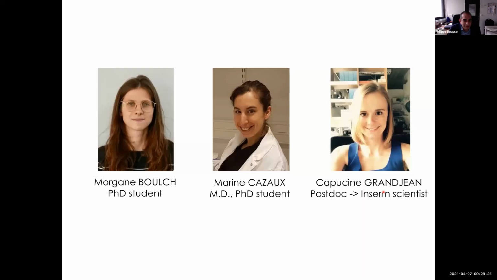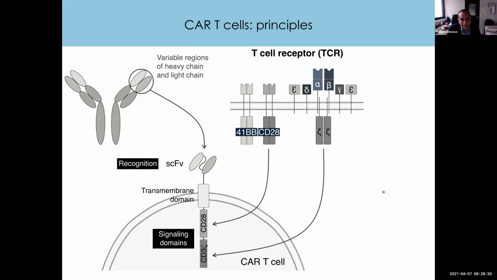So the principle of CAR T cells is quite easy to explain. I mean, it took a lot of years to be developed, but the idea is quite simple. It's basically to endow the patient's T cell with a receptor, a chimeric receptor, that will contain a recognition domain. That's typically a fraction of an antibody that recognizes here the CD19 molecule, which is a molecule expressed by B cells, and a signaling domain that will translate this recognition into a cellular function, such as a killing event. So now your T cells can recognize and destroy the tumor.